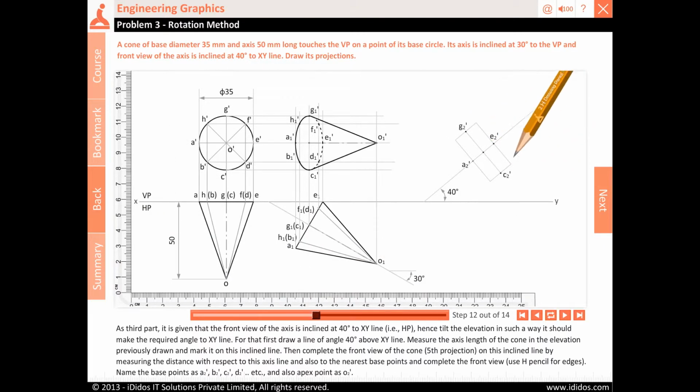Use H pencil for edges. Name the base points as A2', B2', C2', D2', etc. and also apex point as O2'.